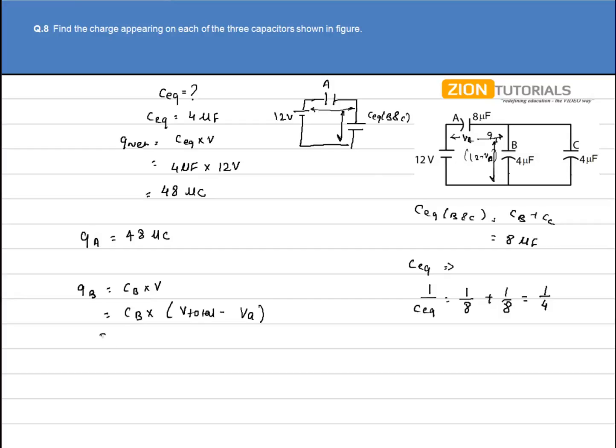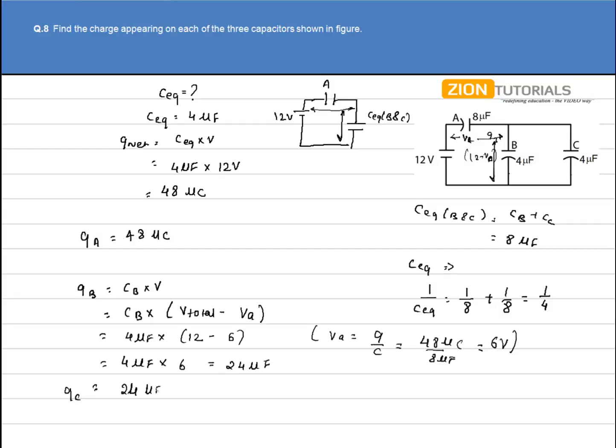So we have CB as 4 microfarad, V total was 12, and voltage A comes out to be 6. This VA can be calculated by Q by C, that is charge is 48 microcoulomb and capacitance is 8 microfarad, which comes out to be 6 volts. So on solving we get 4 microfarad into 12 minus 6, that is 6, which gives 24 microcoulomb charge. Similarly, for QC we get 24 microcoulomb charge. That is the answer.